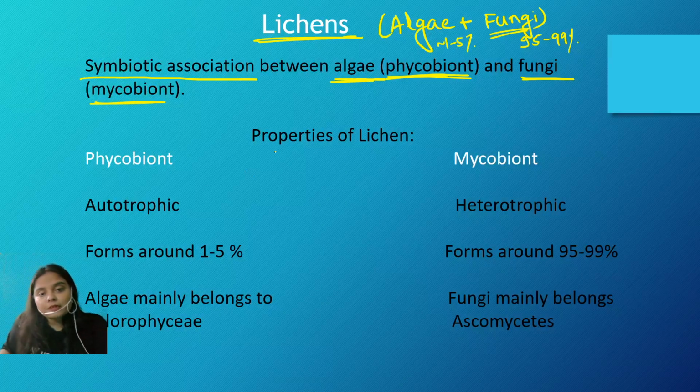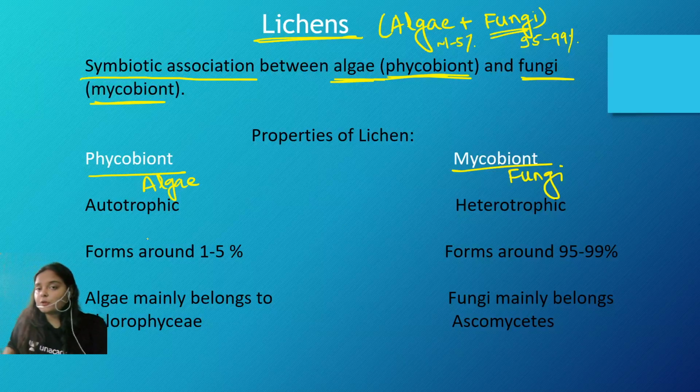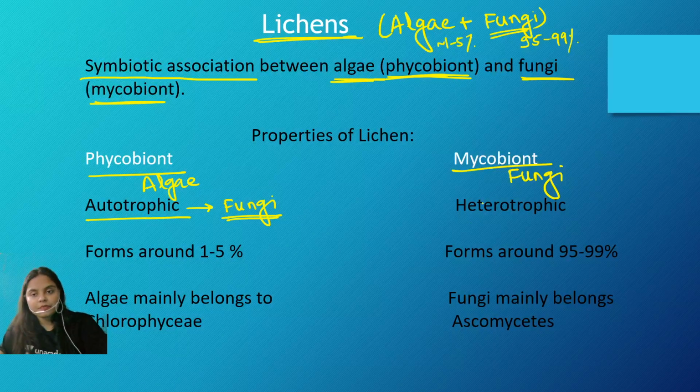So what are the properties of lichens? The phycobiont means the algal part, and the mycobiont means the fungi. We know that algae are photosynthetic in nature. That means they will be producing their own food. That means they are autotrophic in nature. So they are preparing food for themselves and also for the fungi. So fungi is dependent upon the food from algae. And fungi are heterotrophic, we know, right?